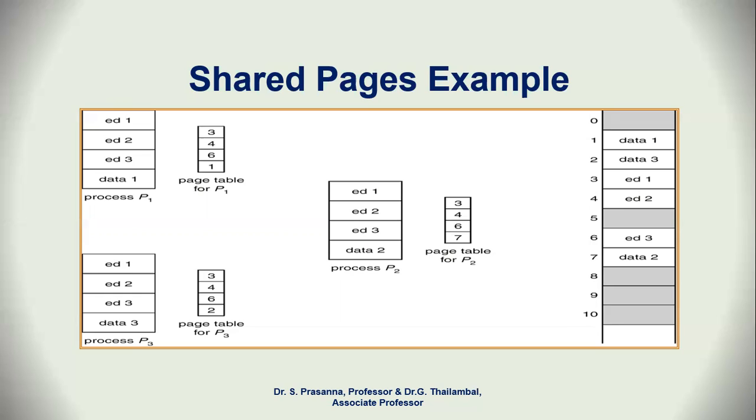is the only difference. So when you see the page table for P2, you can identify that the editors are already stored, and 3, 4, and 6 are the frame numbers. The same frame numbers are used for process P2 also. So that means the editor in that particular frame is shared by 3 processes here. Even when you go to process P3, you can see that editors 1, 2, 3 are the same and data 3 is different. And 3, 4, 6 are the same frame addresses where the editors are stored in the physical memory, as given in the page table. So this is how shared pages are accessed in memory.